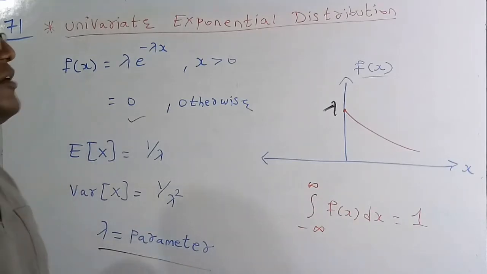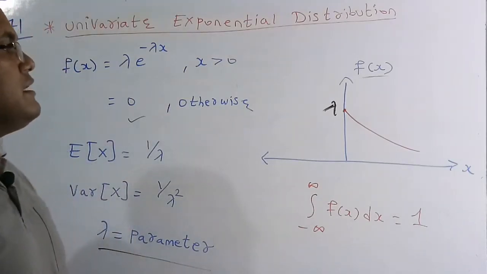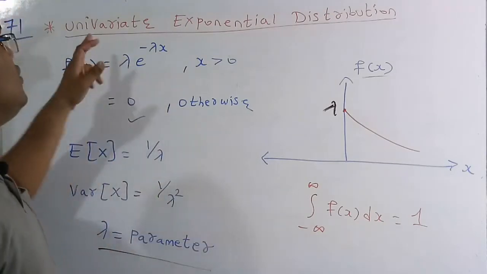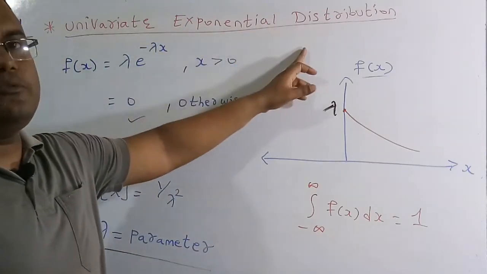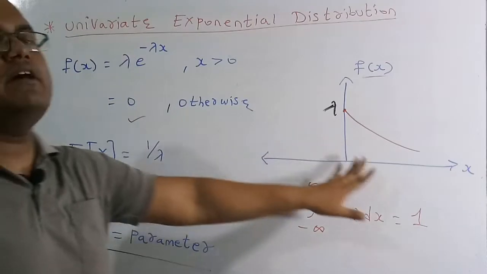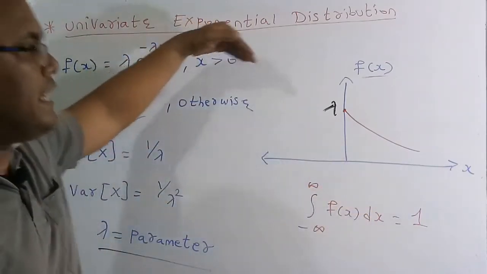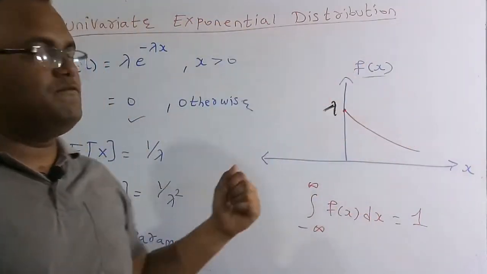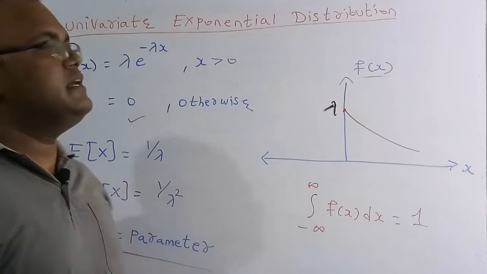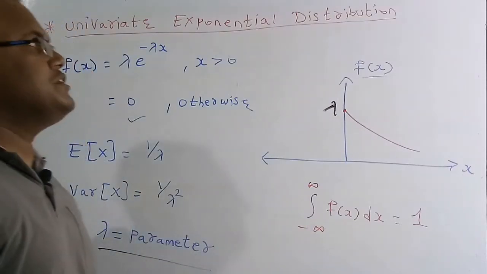So these are the important points that you always have to remember whenever they ask a question regarding the univariate exponential distribution, because univariate means only one variable is present and it follows an exponential distribution curve. So these are the important points that you always have to remember in this univariate exponential distribution.